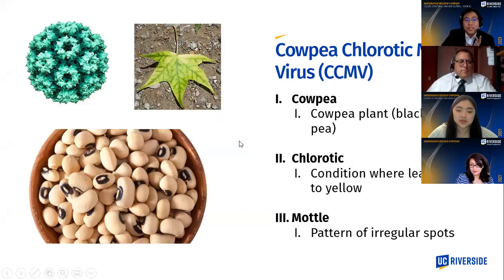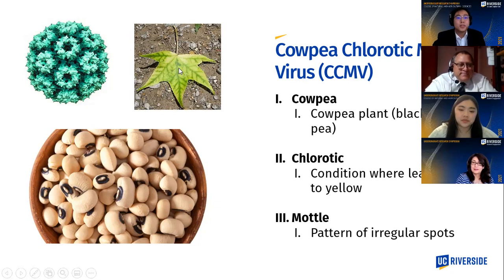So the CCMV virus is a plant virus. The cowpea part of the name comes from the fact that it infects the cowpea plant, better known to many of us as the black-eyed pea, not to be confused with the band. The chlorotic part of the name describes the condition of plant leaves in which you may observe them turning a pale to dark yellow, as you can see here. Mottled simply means a pattern of irregular marks or spots. Putting this all together, we simply get that it is a plant virus that infects the black-eyed pea and leaves yellow spots.